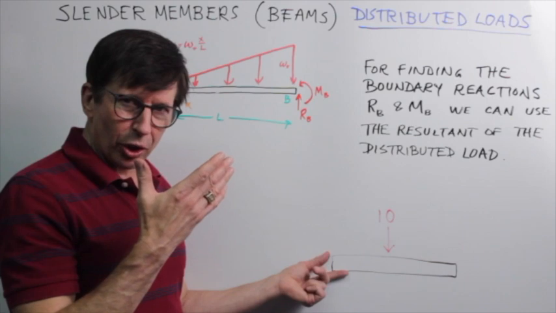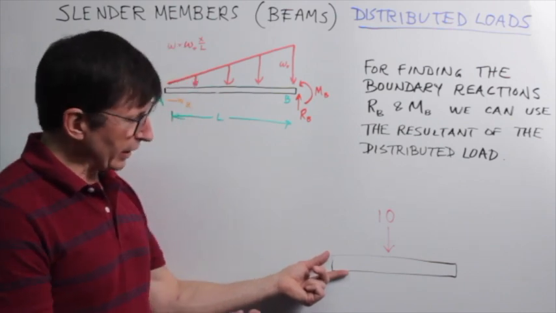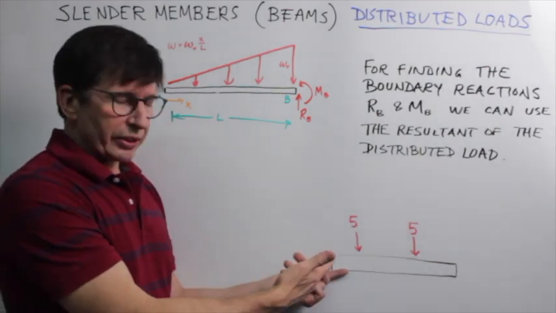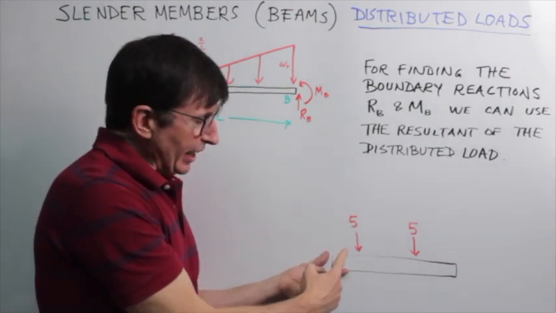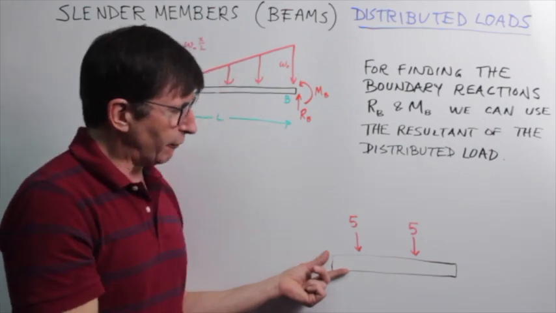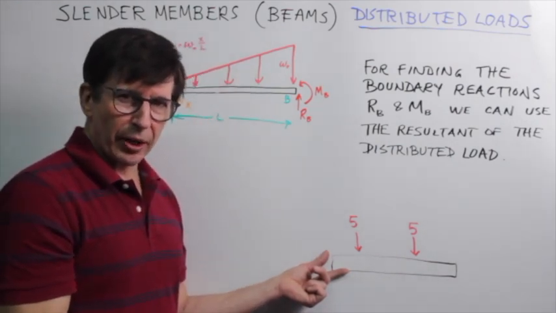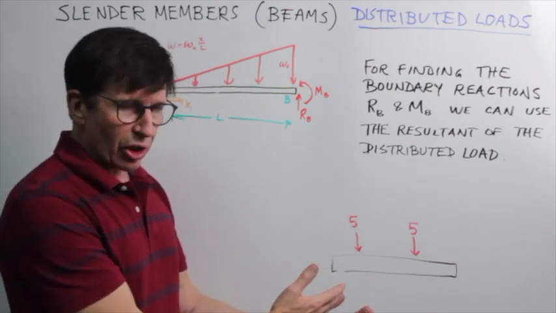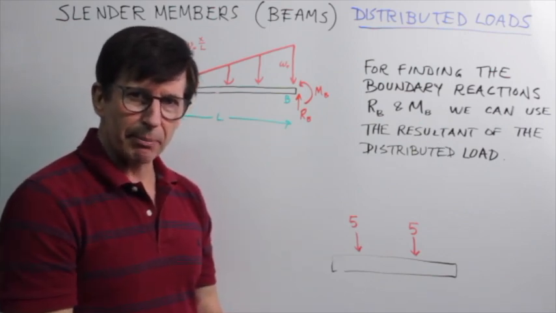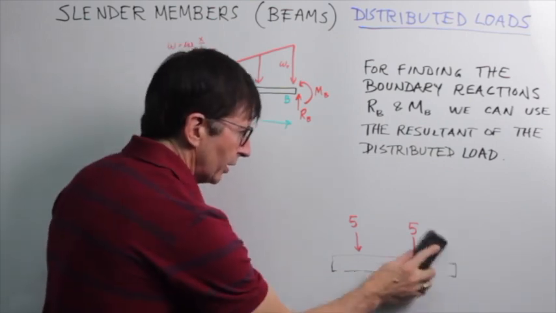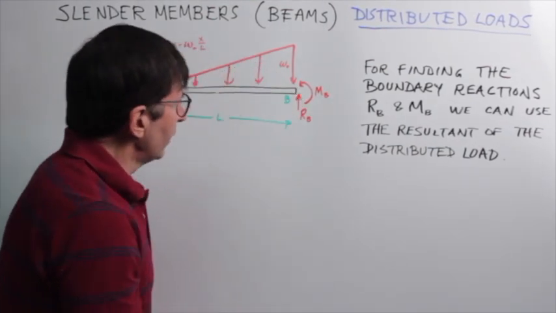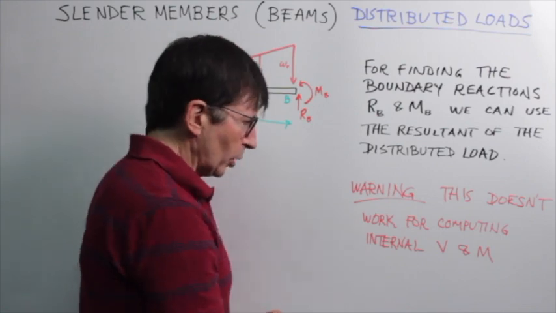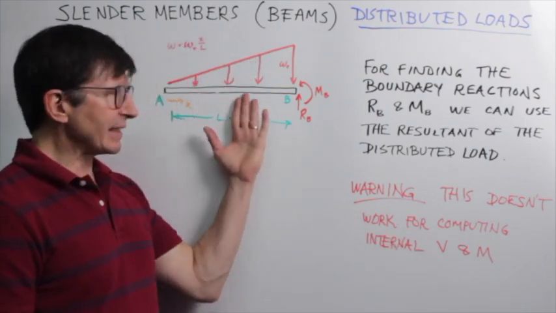But if my eyes are closed, I can't tell the difference between this and this, because the resultant is the same, and the line of action for these two 5s in the middle is equal to that 10 I started out with. So for the purposes of getting the force at my fingers, I can just use the resultant of the loads applied to my beam. However, there's a warning here, this doesn't work for computing the internal shear and moment inside of our beam.